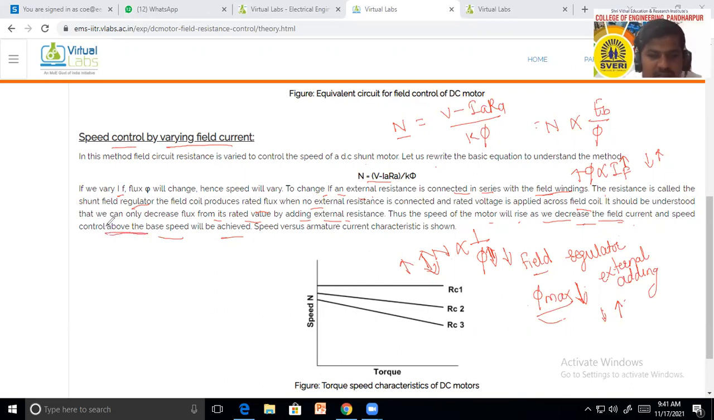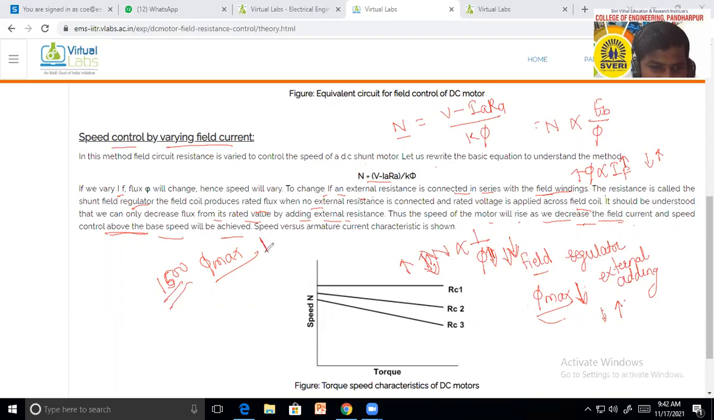So this is one of the most important sentences. See, we reduced the flux, that means the flux is reduced. Then what happens to the speed? The speed increases. Suppose the normal speed of the motor is 1500 revolutions per minute at maximum flux, that is the maximum value of phi max. At the maximum value of phi max, the speed is 1500 rpm.